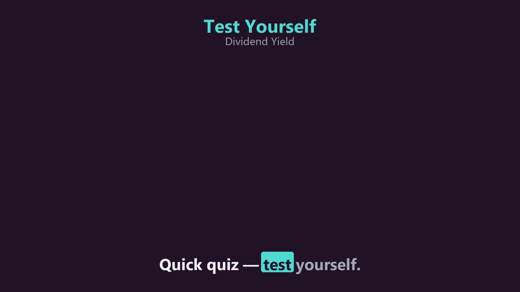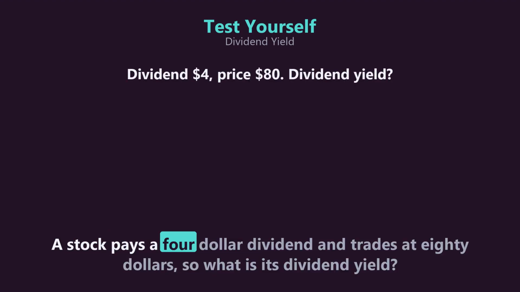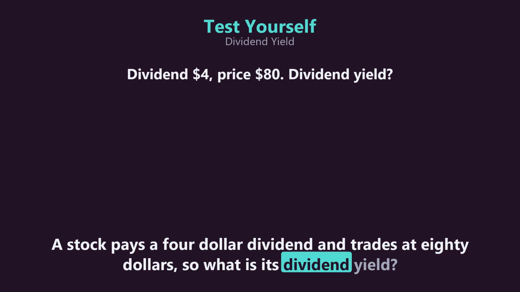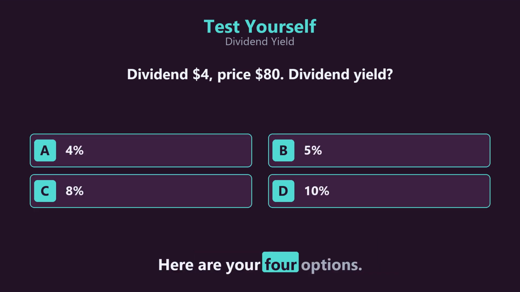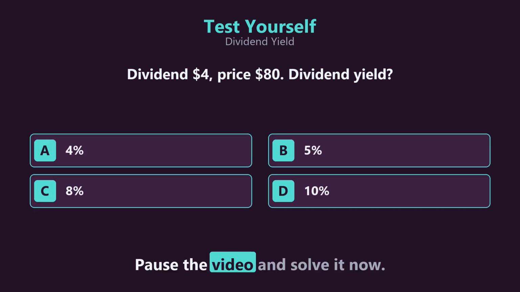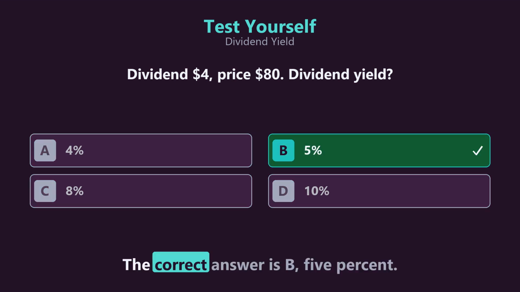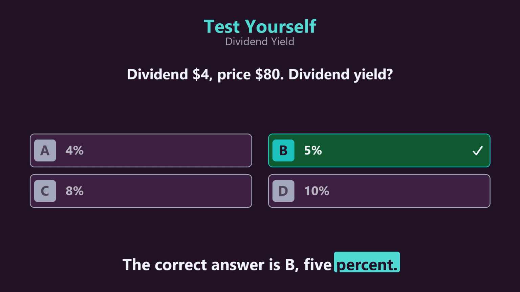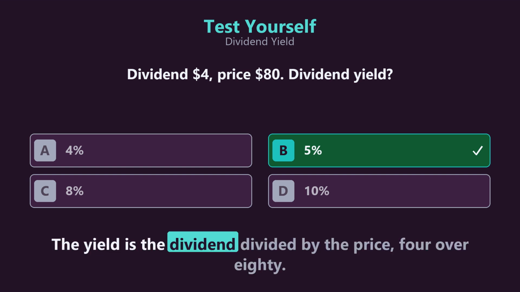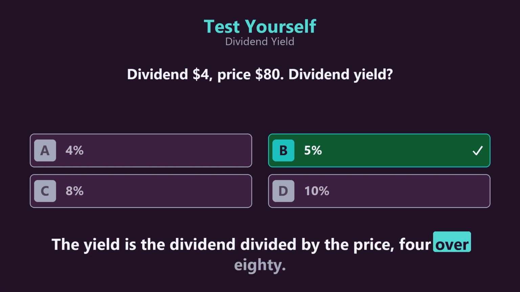Quick quiz, test yourself. A stock pays a $4 dividend and trades at $80, so what is its dividend yield? Here are your 4 options. Pause the video and solve it now. The correct answer is B, 5%. The yield is the dividend divided by the price, 4/80.